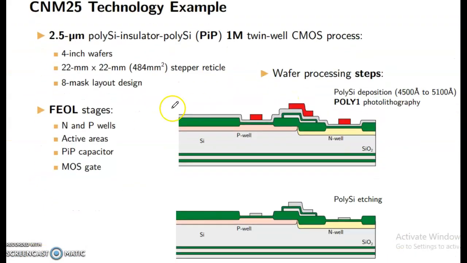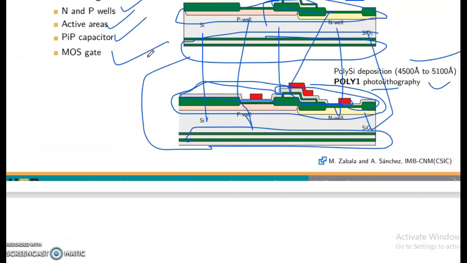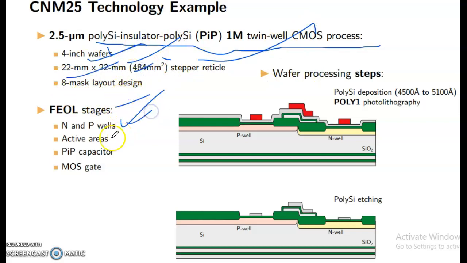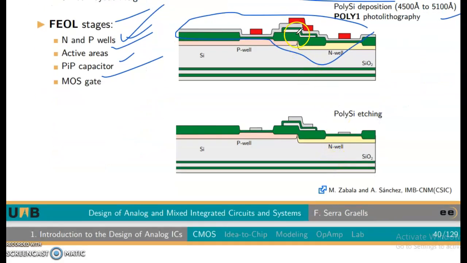And then in FEOL stages, once again I have to remember 2.5 micrometer polysilicon insulator polysilicon PIP 1M twin well CMOS process, 4-inch wafers, 22 mm by 22 mm, 484 mm square stepper reticle, 8 mask layer design, FEOL stages, N and P wells, active areas, PIP capacitor, MOSFET, wafer processing steps, poly deposition, poly 1 photolithography. Okay, what is going on?